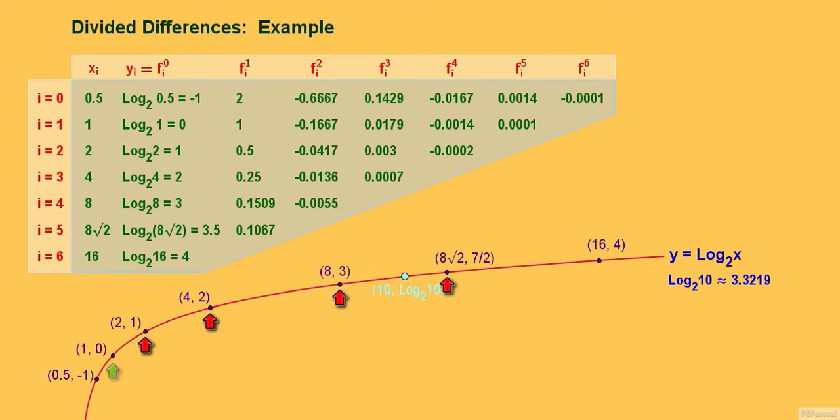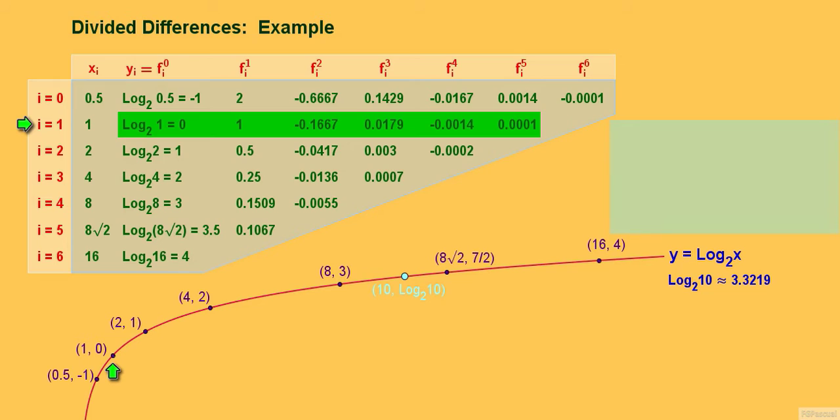This time x equals 1 is the starting left value for the polynomial, and so we will use the second row to generate the polynomial. The polynomial, which we call p sub 4 of x, starts with the y-coordinate of x equals 1, which is y equals 0. This is followed by 1 times the quantity x minus 1. The factor x minus 1 is there because we are starting the points at x equals 1. Then we have minus 0.1667 multiplied by x minus 1 and x minus 2.